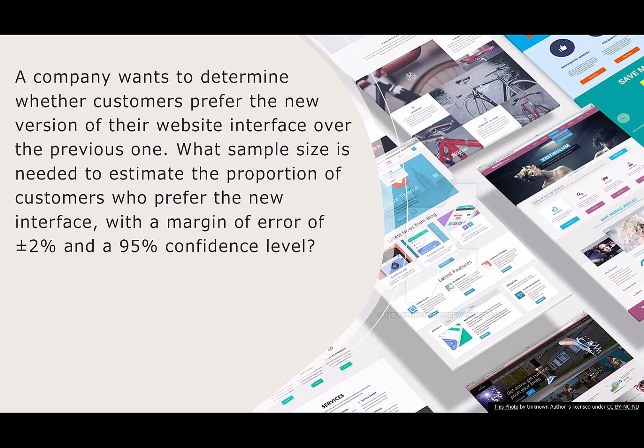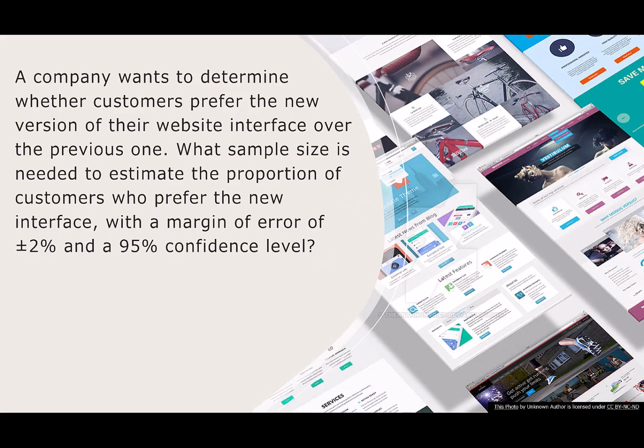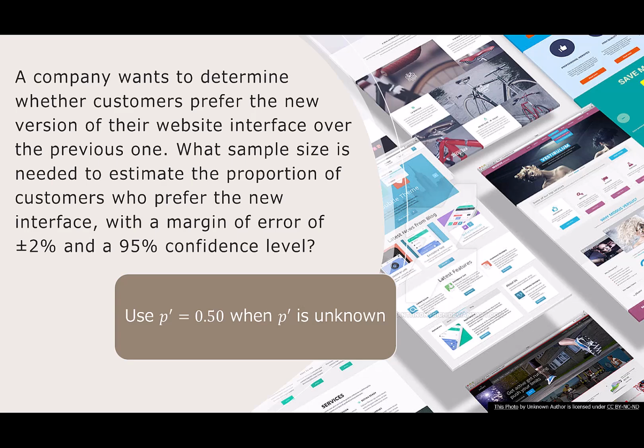Our second problem says a company wants to determine whether customers prefer the new version of their website interface over the previous one. What sample size is needed to estimate the proportion of customers who prefer the new interface with a margin of error of 2% and a 95% confidence level? We will use the same equation to find the sample size because we're still using a population proportion. This time, we're not given an estimate of p prime. Anytime that happens, we use 0.5 for p prime. This time we have a 2% error bound of the proportion, so let's put those two values into our equation.